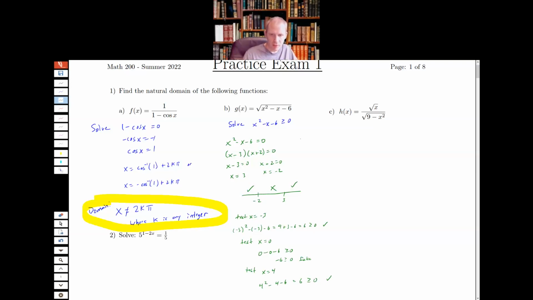So then our domain is, I can see it as on a number line here. I'm going to go ahead and write it in interval notation. We can have negative infinity to negative 2. Negative 2 is okay. And also the numbers from 3 to infinity.